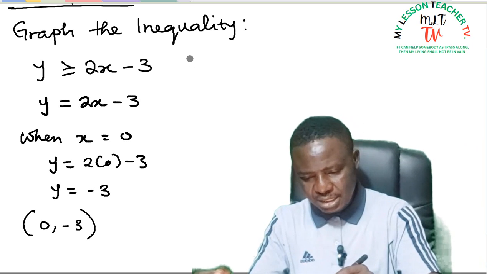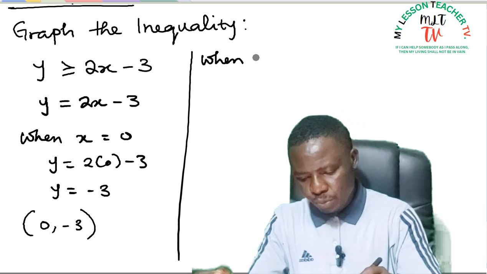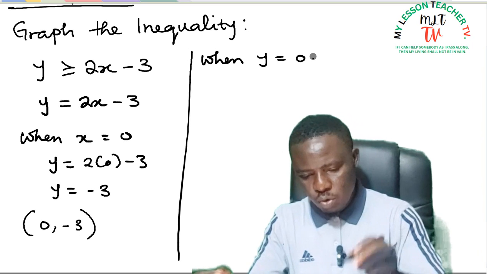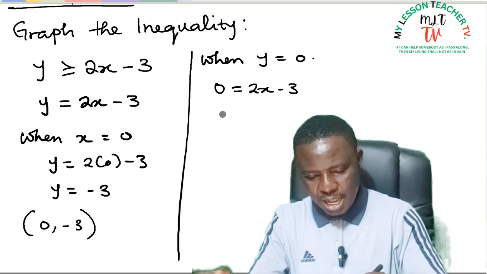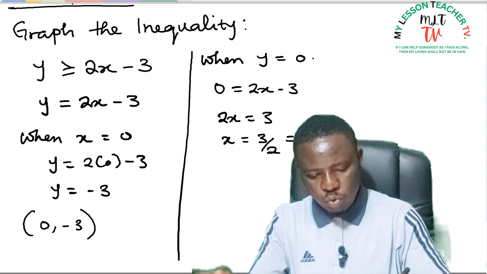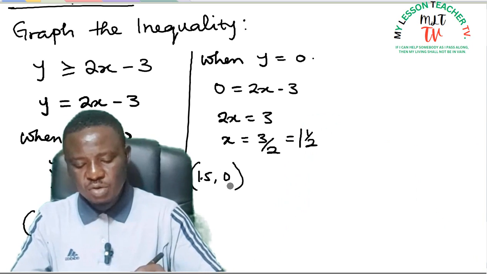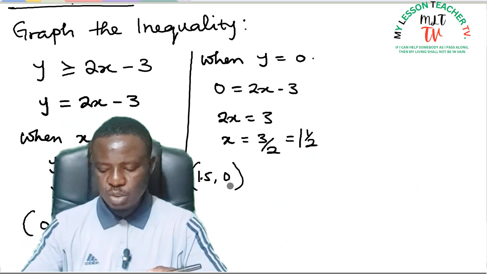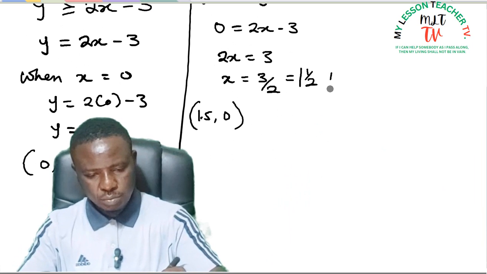We shall then look for the x-intercept. When y is equal to 0, we then have 0 equal to 2x minus 3. I have 2x equal to 3, and x is equal to 3 over 2, which is equal to 1.5. So this is said to be 1.5, comma 0, which gives us the x-intercept. Now, if you look at it, the graph is going to be of this kind.